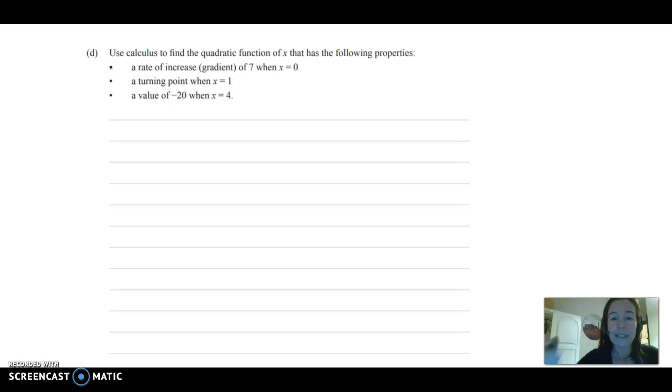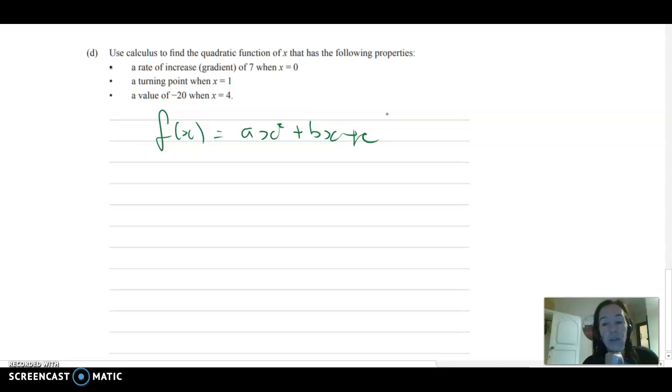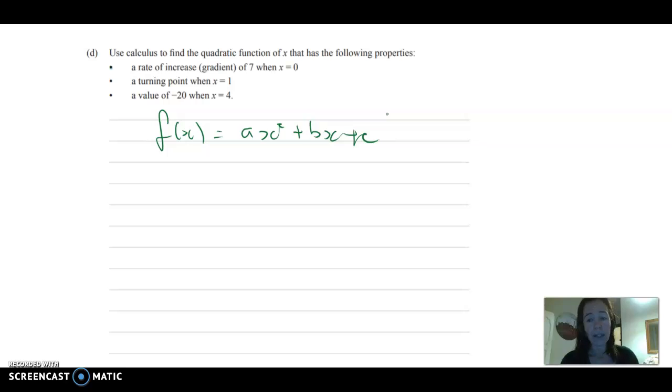So basically I have some quadratic function, f of x, and I know it's going to be ax squared plus bx plus c, because that is the general formula for a quadratic equation that you would have done from year 11 and hopefully in algebra and in graphs over and over again. So you've done that a lot of times. I'm just going to start with that and see where we can go from there. Now, first of all, it tells me that my gradient is 7 when x is 0.